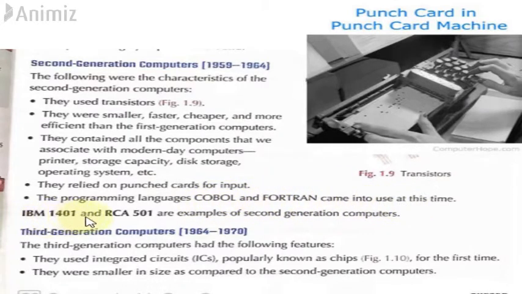IBM 1401 and RCA 501 are examples of second generation computers. You can Google them and see images of these computers that were created. These are called the second generation of computers.